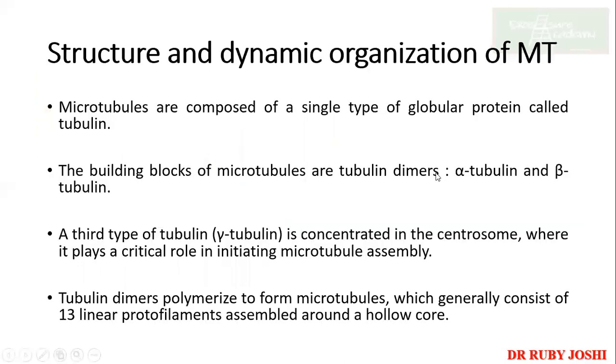Yeah. So now coming to the structure and dynamic organization of your microtubules. So microtubules are composed of globular protein called tubulin. There are two types, alpha and beta. We also have the gamma tubulin, which is concentrated in the centrosome. And we know that from the centrosome, the microtubule starts, right? So tubulin dimers polymerize to form microtubules, which generally consist of 13 linear protofilaments assembled around a hollow core, and that's why it has the inner diameter and the outer diameter.